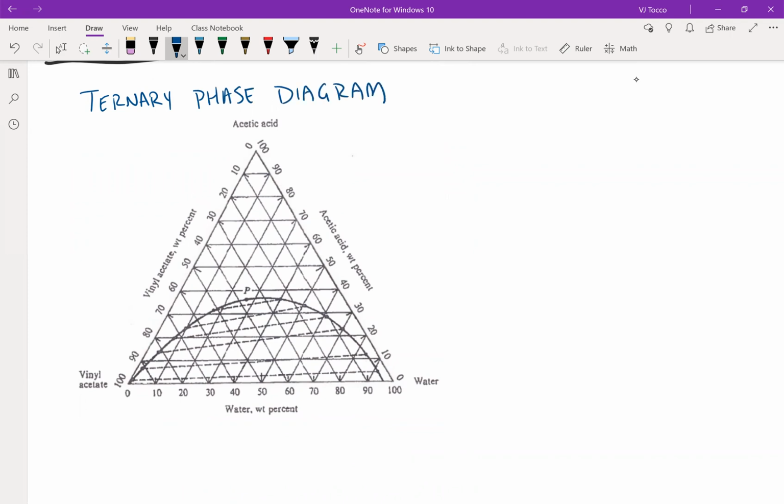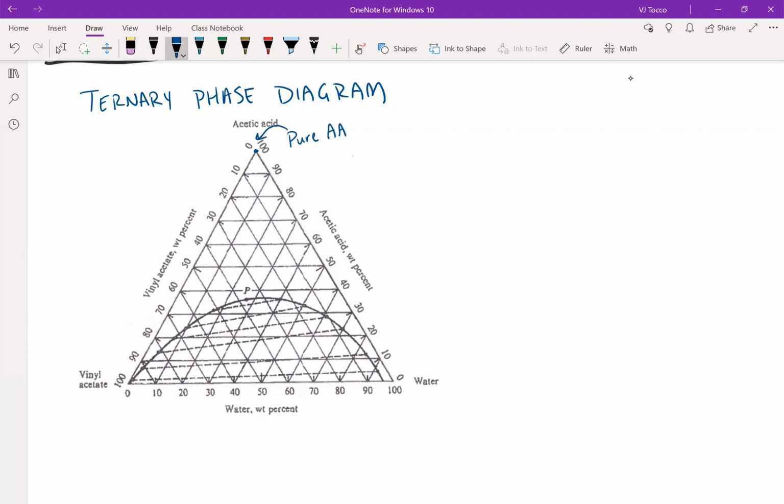And I'll spend some time going over how you read one of these things because it can be somewhat confusing. So ignore this bottom dome for now, and let's just focus on the triangle part of the diagram. Each point within this triangle represents a different composition of three things. So at the vertices of the triangle, I have pure components that it labels. So this is pure acetic acid at this vertex.